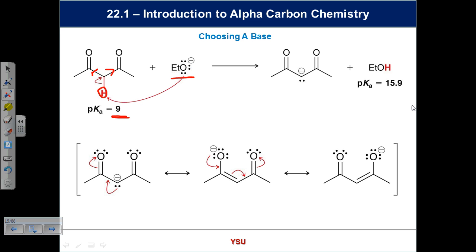On the left-hand side, I have 9. On the right-hand side, I have 16. That's a 7-unit difference. 10 to the 7 is a lot. So the right-hand side is pretty much completely favored. So you don't need to use the nuclear option here. You don't need the LDA here because this will work. This will give you complete deprotonation.